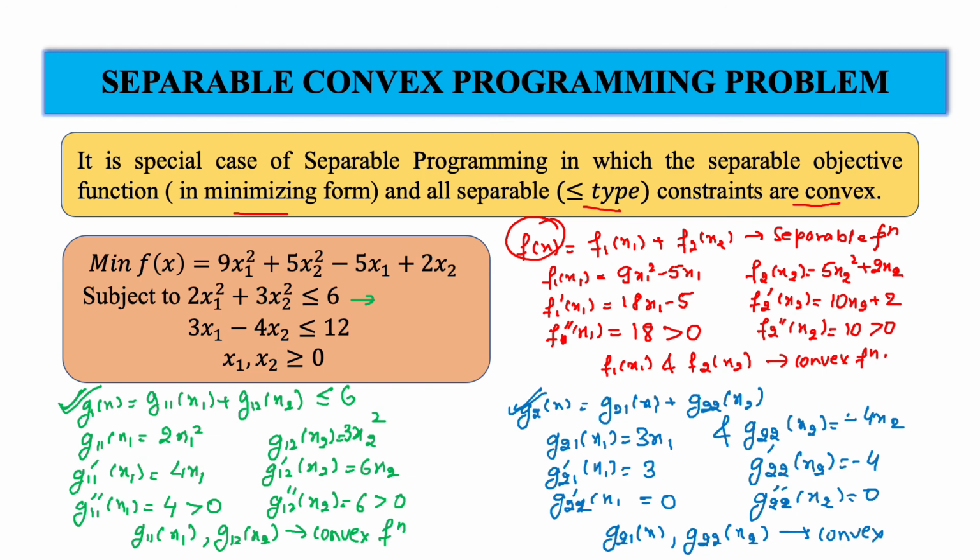So now if you see, your objective function as well as constraints are separable, and the separable functions are convex functions. So this non-linear programming problem is a convex programming problem, since it satisfies the separability of functions, and it can be seen that all the functions are convex. So you can say that this problem is a separable convex programming problem.